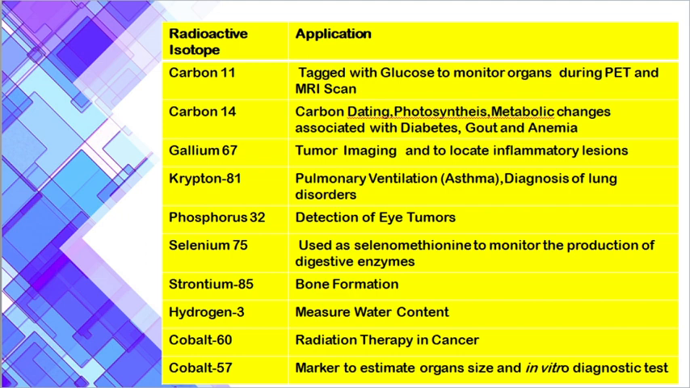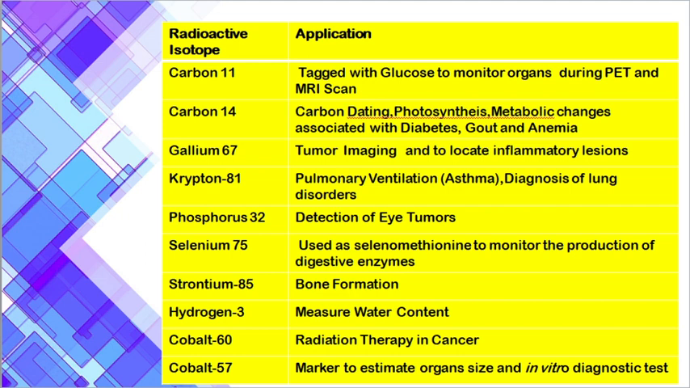Next is krypton-81, which is used for pulmonary ventilation analysis and diagnosis of asthma, and also it is helpful in diagnosing lung disorder. Next is phosphorus-32, which is used in the detection of eye tumors and ocular cancers. Next is selenium-75, which is used as a selenomethionine, and it is generally used to monitor the production of digestive enzyme. Next is strontium-85, which is used to study the bone formation.